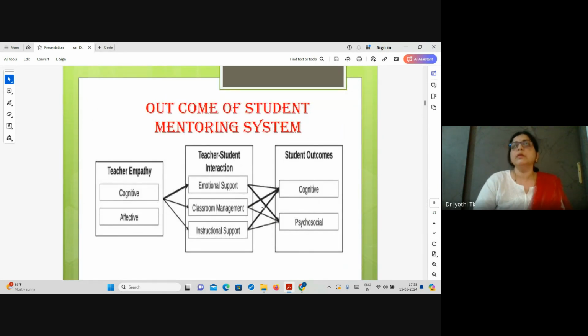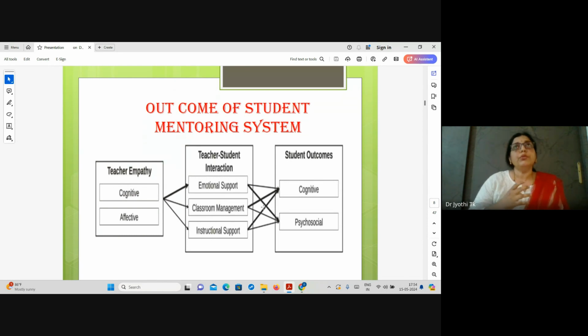It will be kept in the proctor diary. So then what is the outcome of this student mentoring system? Being a teacher, it is very, very important for us to have empathy towards students. It is very important to understand their cognitive level, their emotional quotient, because many students will be coming from far off places, away from the parents. So they need the teacher-student interaction, which is very much required for emotional support.